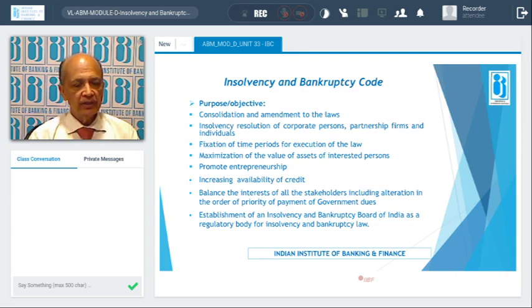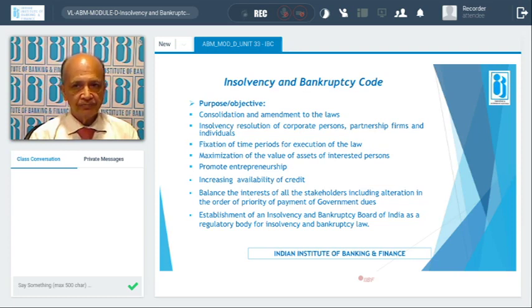Then balance the interest of all stakeholders, as I told you, including alteration of the order of priority. The order of priority we will touch upon in the later part. As far as a banker is concerned, they are a secured creditor. But prior to the secured creditor, the dues of the workmen also would come. That we will discuss later. Along with the workmen, the secured creditor also will be considered under this act.